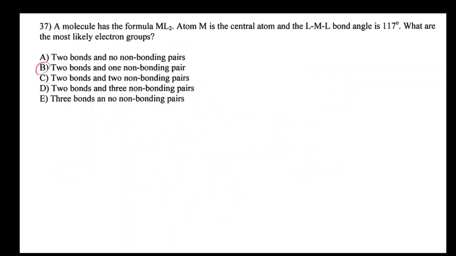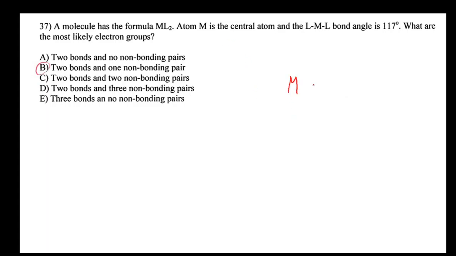37. A molecule has a formula of ML2. Atom M is the central atom, and the L-M-L bond angle is 117 degrees. What are the most likely electron groups? In this case, thankfully you get to look at your table. Judging by the fact that it is 117 degrees, roughly, if it was all equivalent groups, you would get something that would be 120 degrees like this.